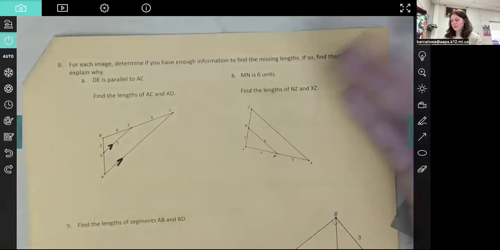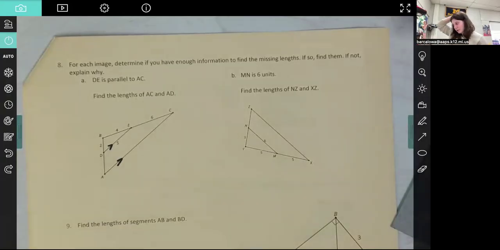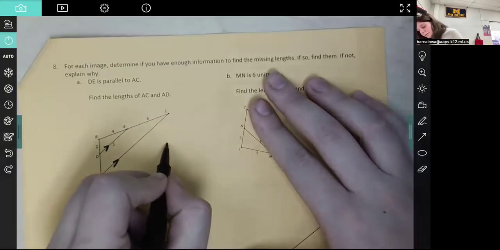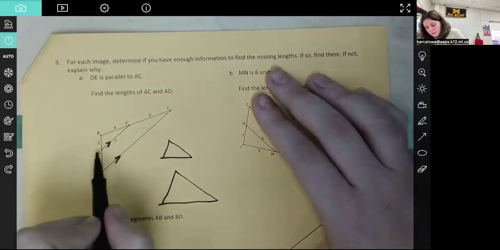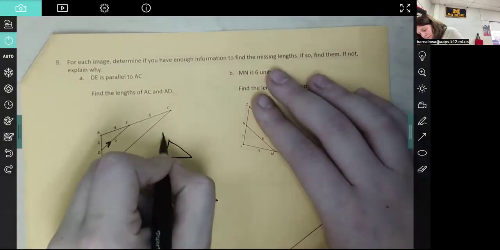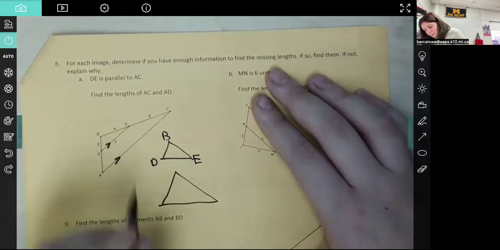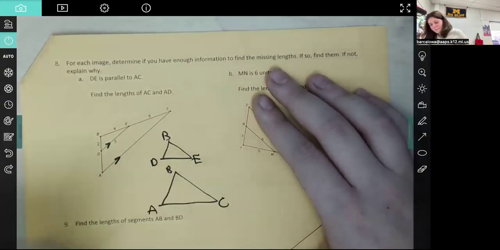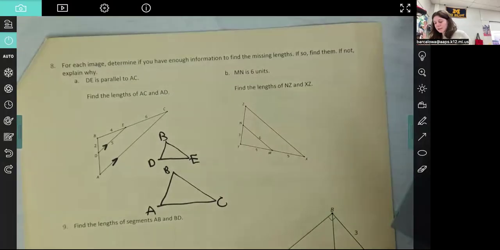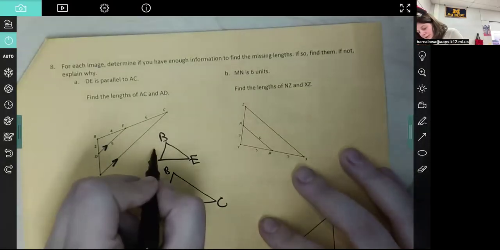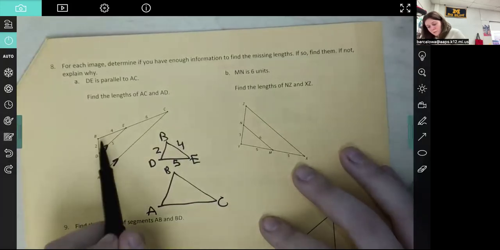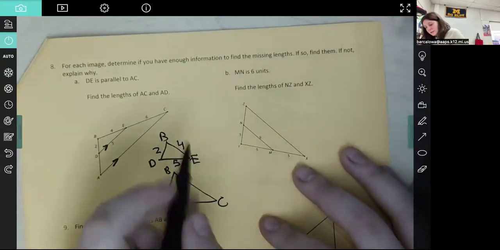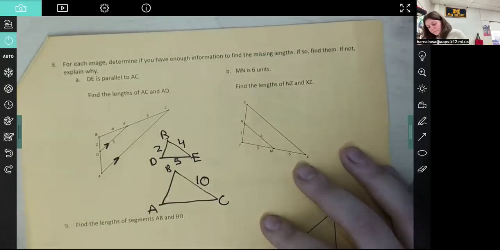So again, I want to figure out how many triangles are in this picture. I see 2. So I'm going to draw those separated. They don't have to be really perfect and beautiful. Okay, I see DBE and ABC. All right, and let's label any side lengths that I know. So BD is 2, BE is 4, this is 5. 4 plus 6 for BC, so 10. And that's all I know here.